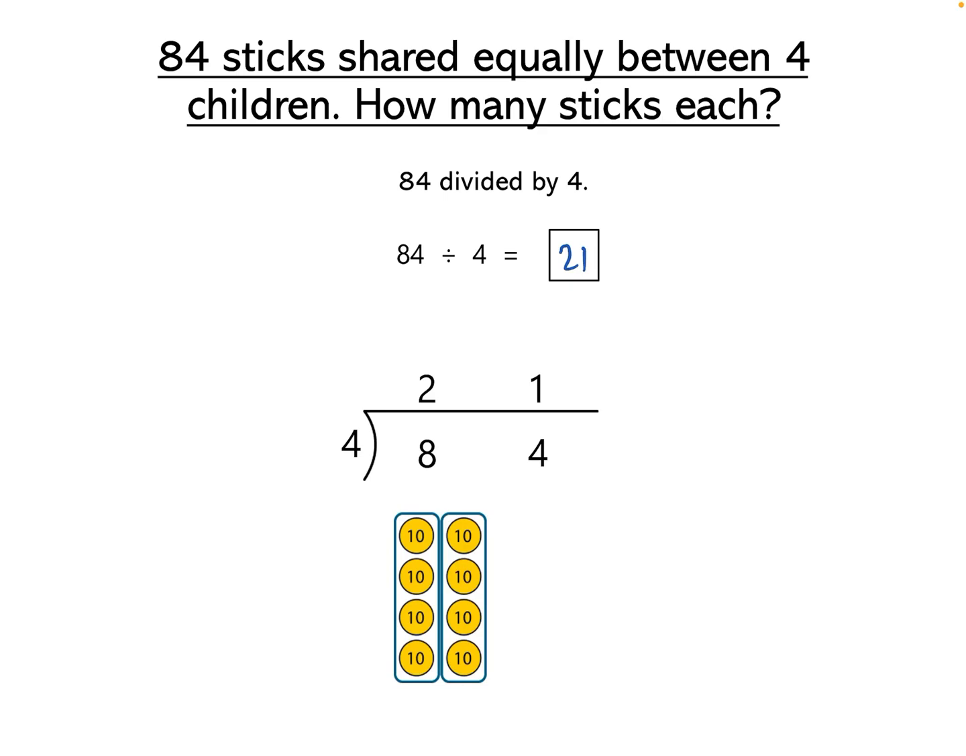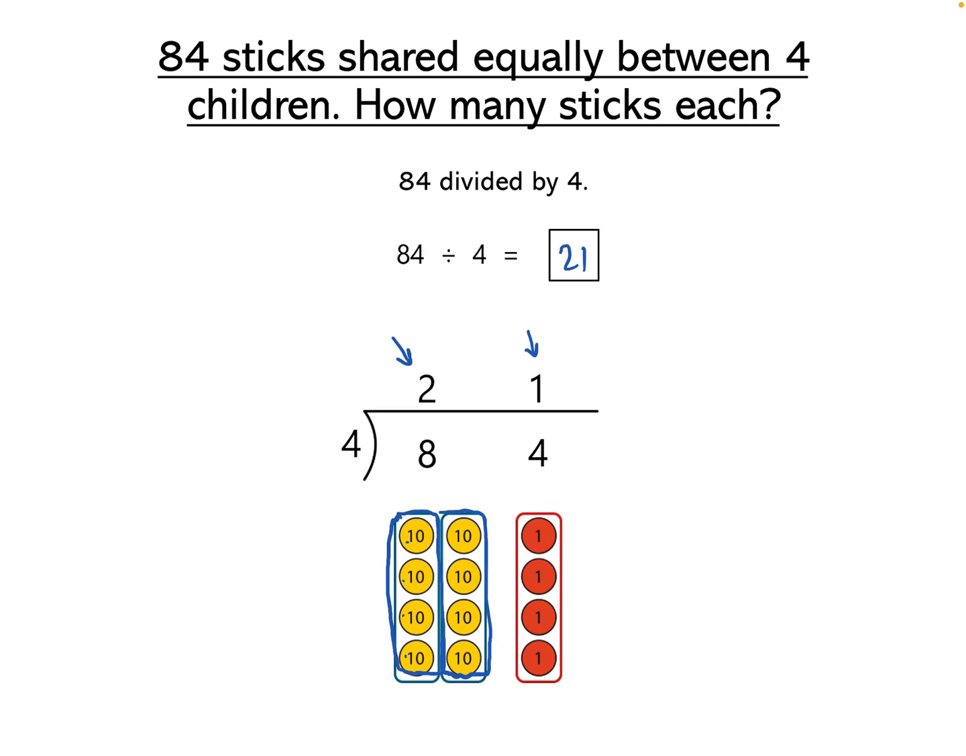Remember that 8 was actually 8 tens. And if we look, we've got 1, 2, 3, 4. We've got a group of 4. But not only have we got one group of 4, we've got 2 groups of 4 tens. Here we have our 2 groups of 4 tens. So what does that mean for the ones? We've got 4 ones and we've got one group of 4 ones.